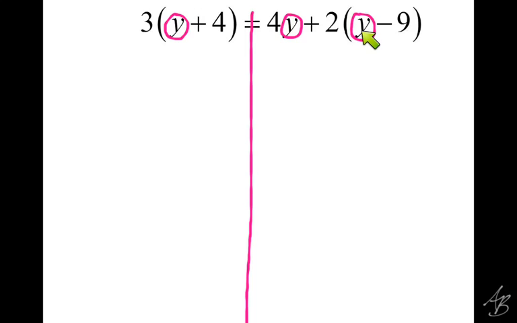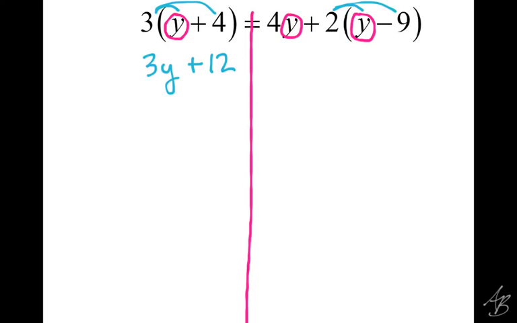Yeah, this y here is in parentheses. It's not actually a 1y, but it's going to be multiplied by 2. So we need to take care of that first. So we're going to do all the distributing first. On the left side, we've got 3 times y, which is 3y. And we've got 3 times 4, which is 12. And it's a positive 12, right? Okay, and then on the right side, we'll distribute that 2.